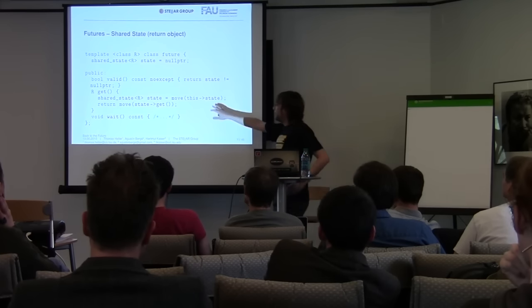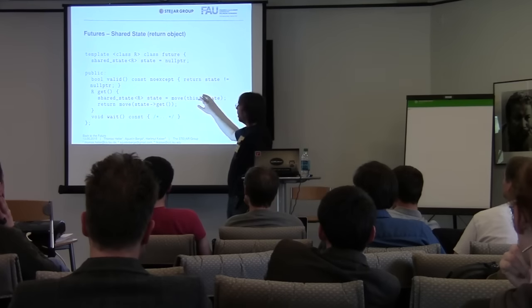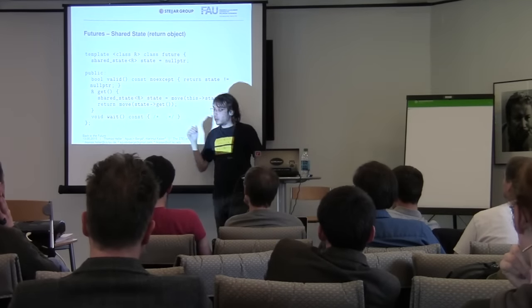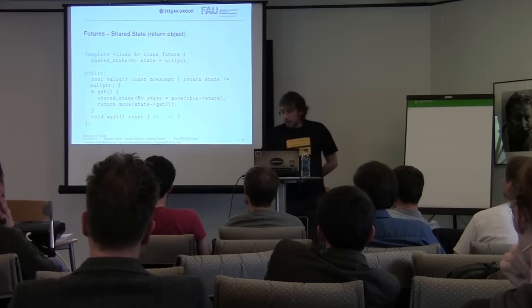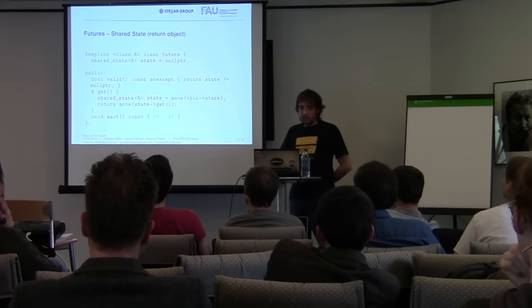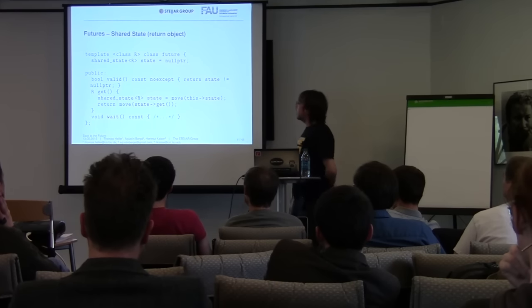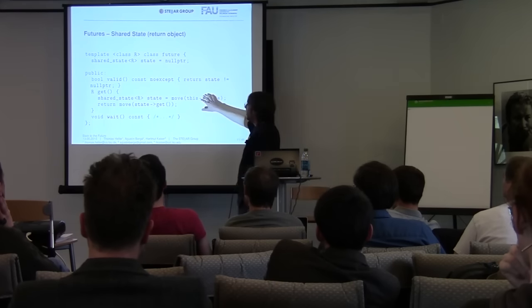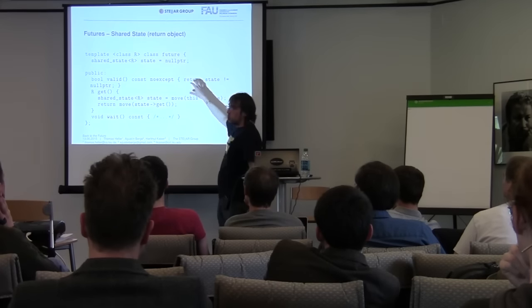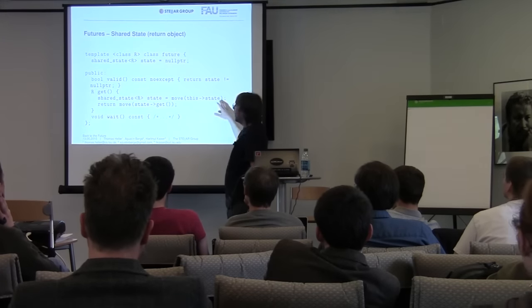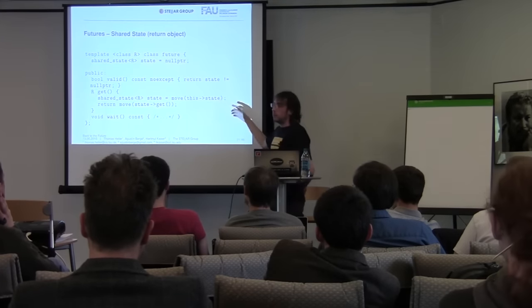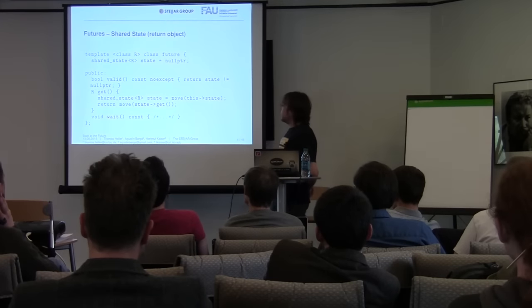Now, why am I moving this shared pointer out of the member and into a local? Well, a result cannot be read twice either. Once you read the result, the future becomes invalid. The shared pointer to the shared state goes to null pointer again. So what we do here is move the pointer to the shared state into a local, and at this point the member is null pointer again. So the future has become invalid.